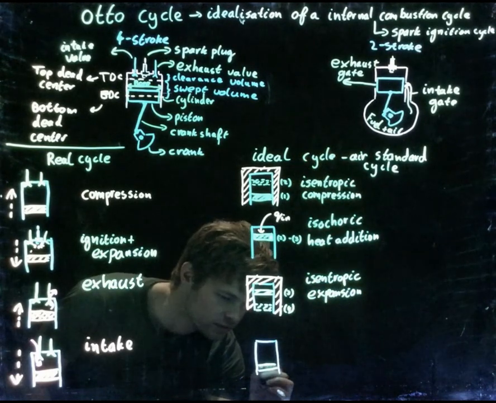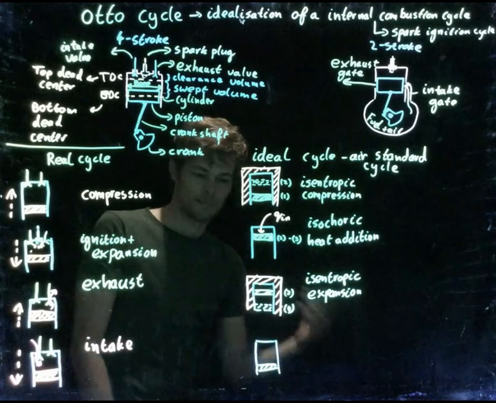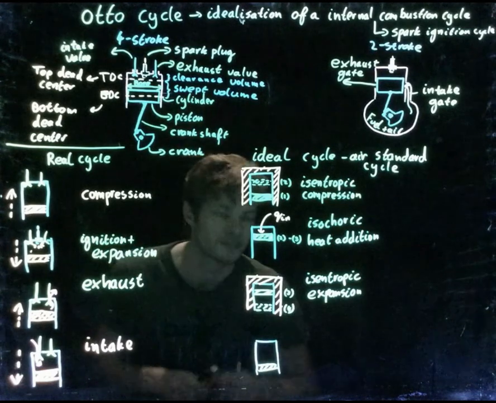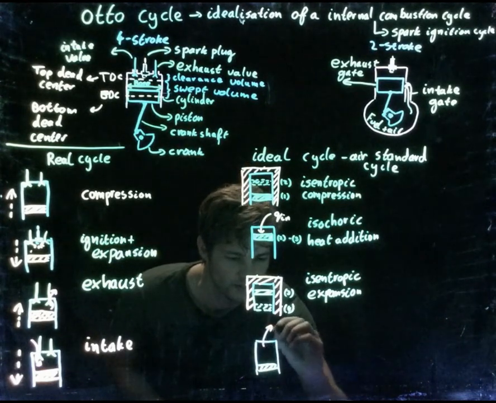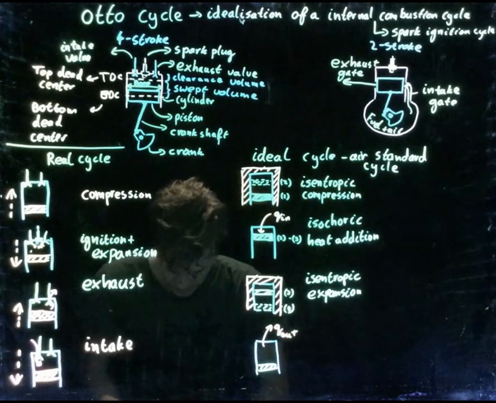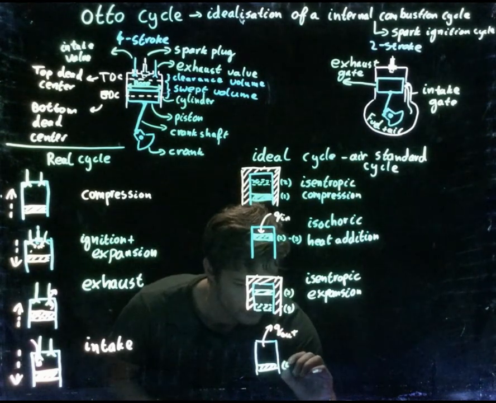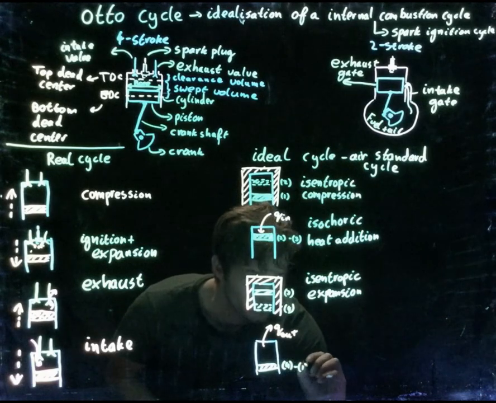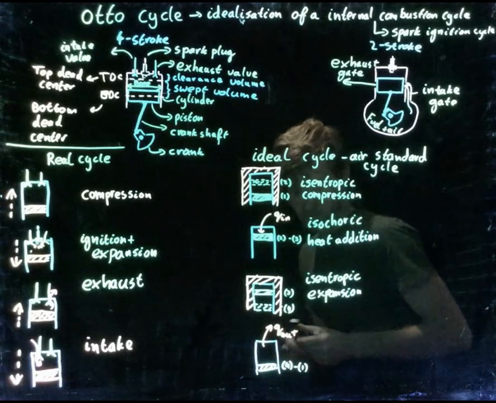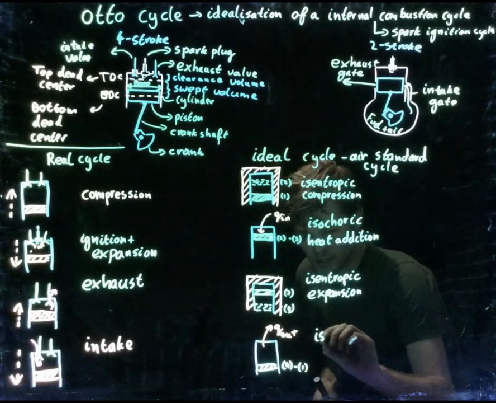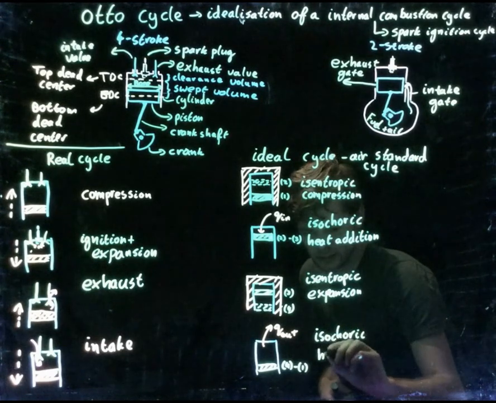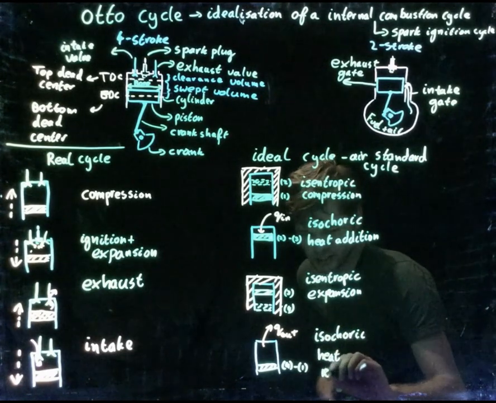And in the next stage, the piston will remain at the same position and heat is rejected. So over here we have heat going out. And this is stage 4 to 1. And we call this isochoric heat rejection.